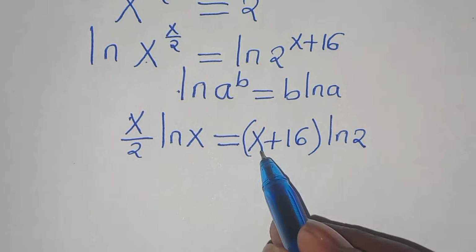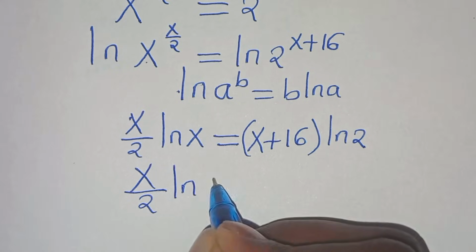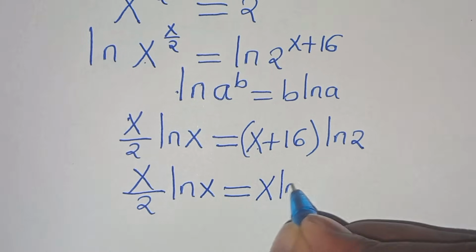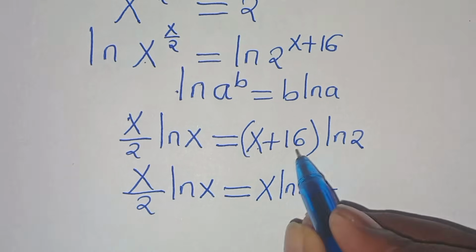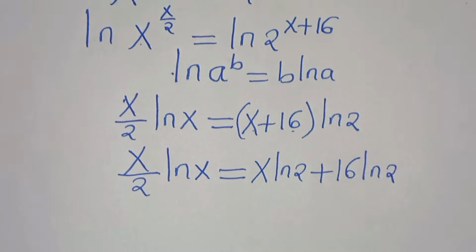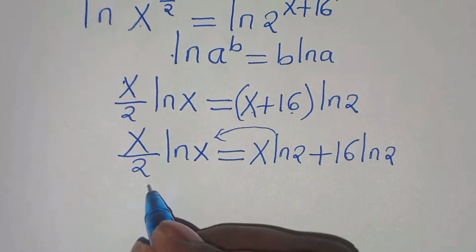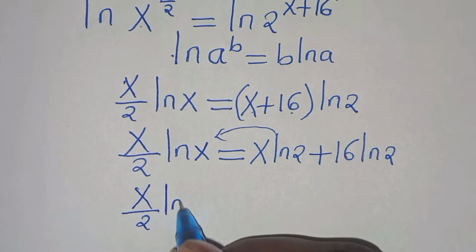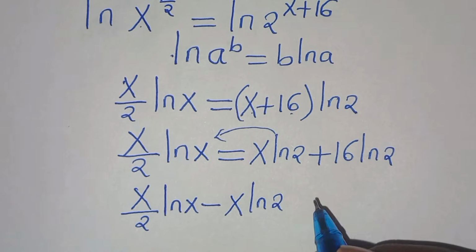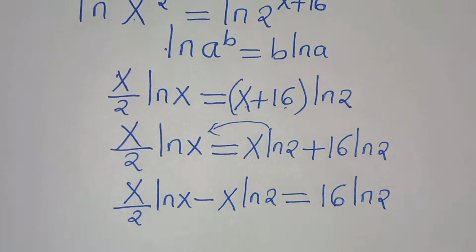Now, let's open the parentheses here. We have x over 2 ln of x. This is equal to x times ln of 2, this is x ln of 2, then plus 16 times ln of 2, this is 16 ln of 2. Now, let's take x ln of 2 on the left hand side so that we have x over 2 ln of x minus x ln of 2. This is equal to 16 ln of 2.